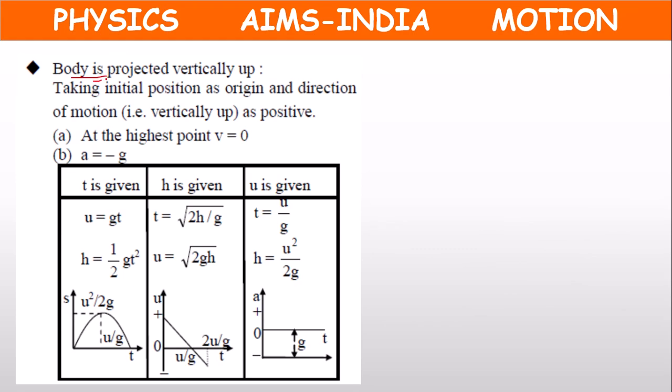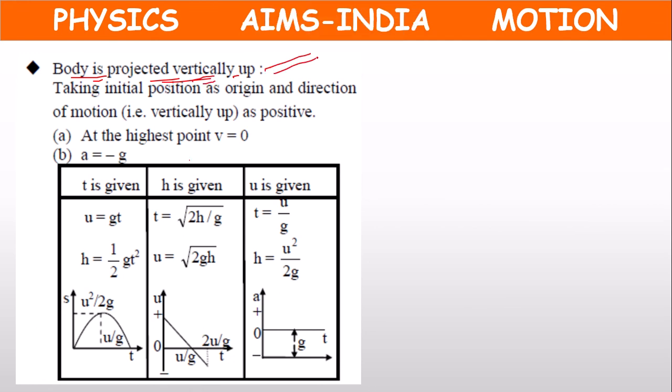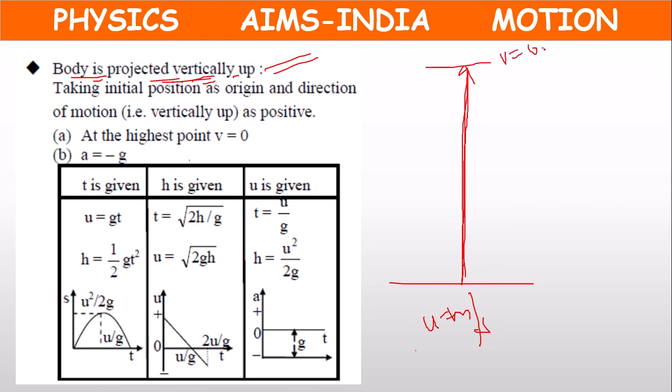Next, children. When a body is projected vertically up, while throwing we have to use some velocity, then only it will go up. It will go up to a certain height until its final velocity becomes 0. There it cannot go up. From there it starts falling down. So initial velocity will be u, but final velocity will be 0 for a vertically projected body.